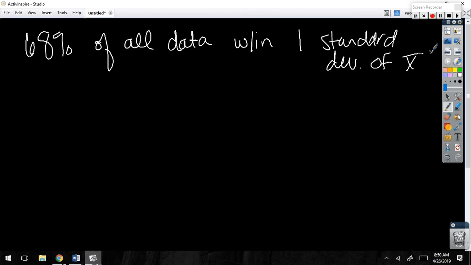Now for standard deviation, I'm going to use the symbol sigma. It's a Greek letter, right? Lowercase sigma, standard deviation. So X bar is going to be our mean. The bar just represents mean. It just tells us mean.